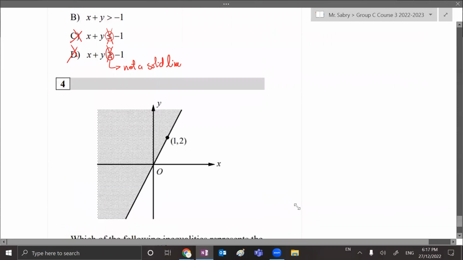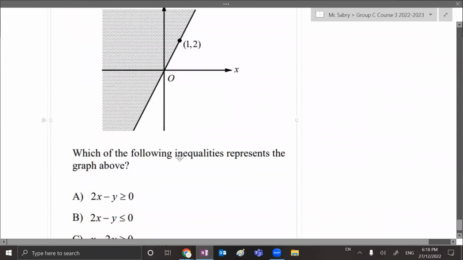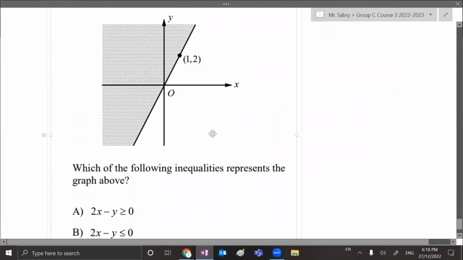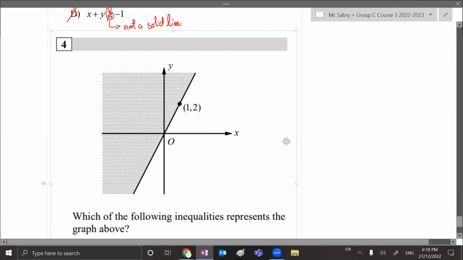طيب, now checking number 4. You're given which of the following inequalities represents the graph above. Now the inequalities are different, but you can tell a few things. For example, this line passes through the origin. This point is considered a known point. حتى if they did not write it down, I know that this point is the origin, which is 0 and 0. So I have 2 points right there.